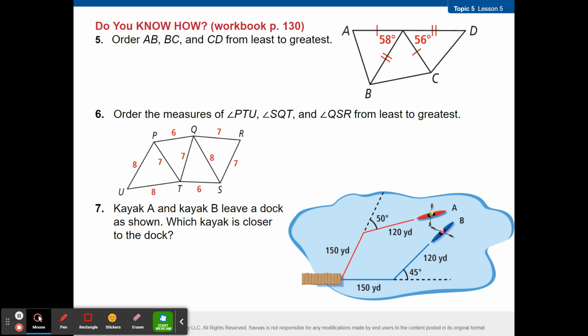It's B. Show of hands, who's still working on 5 through 7? Okay, give me a little more time. Look at the dock. The angle is smaller. It's number 5. He's going to fly above the kayak to see what happens.